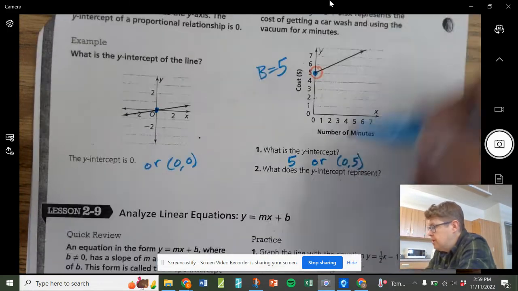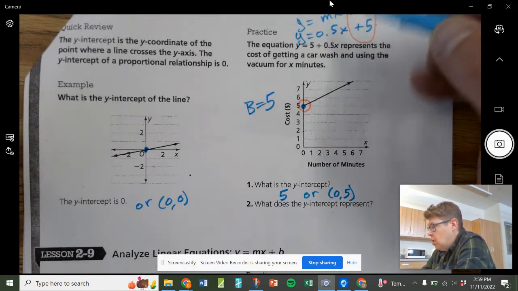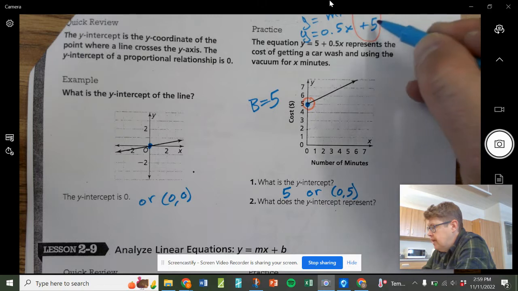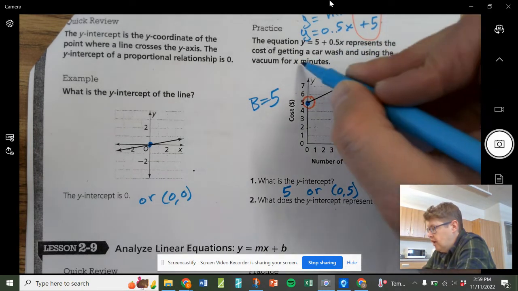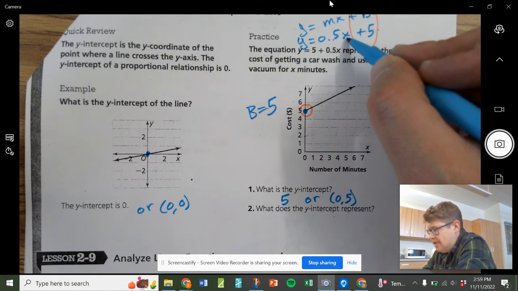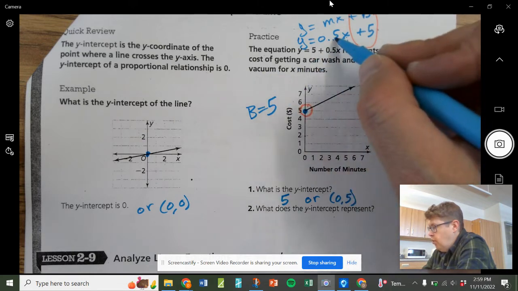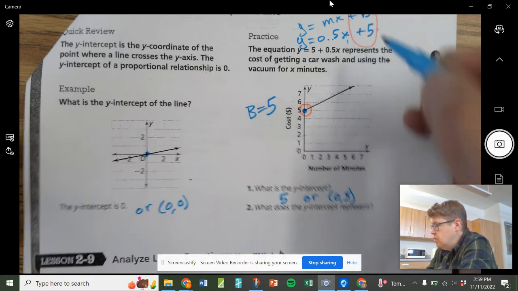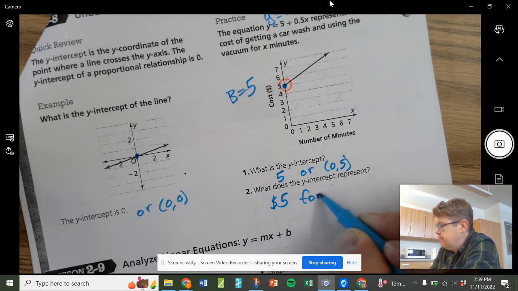And then what does it represent? So it's your starting point, your initial value. In this case, it is the car wash because it's not associated with the x, which is getting the vacuum for x minutes. So the number attached to this x represents the vacuuming, which is this right here. So it's 0.5, 50 cents per minute, basically. And then this is in addition to it. So what does y represent? $5 for a car wash.